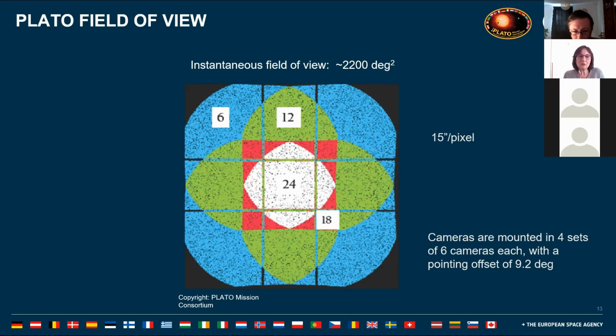This is due to the fact that it's the best way to look at a large area of the sky, and at least in part of this field of view, to have very high sensitivity, which is the center. So basically, the cameras are mounted in 4 sets of 6 cameras each, and have a pointing offset of 9.2 degrees. It means that it's not only the magnitude of the star that is important, but also the place where the star is in the sky field that will determine the ppm, the sensitivity with which this star will be observed.